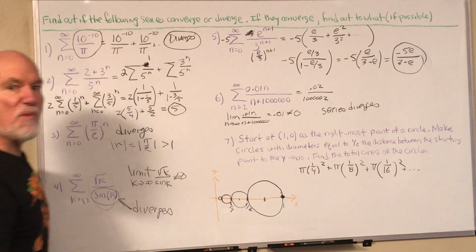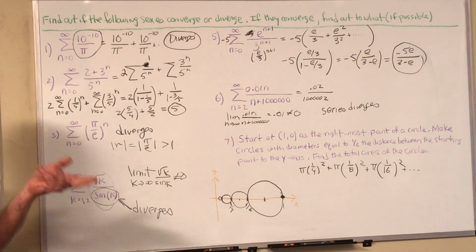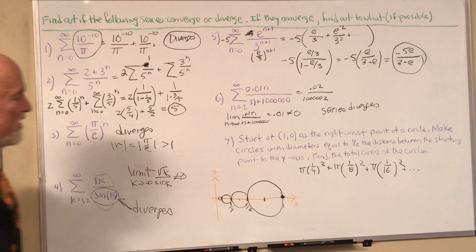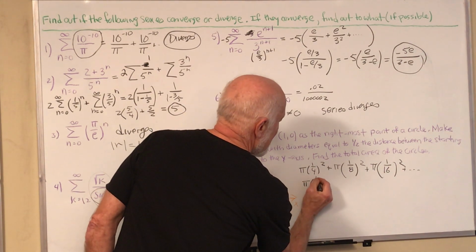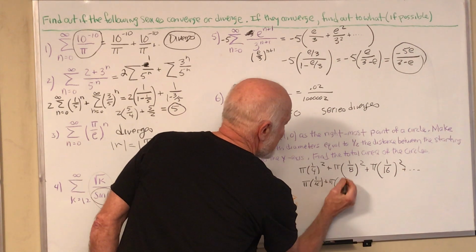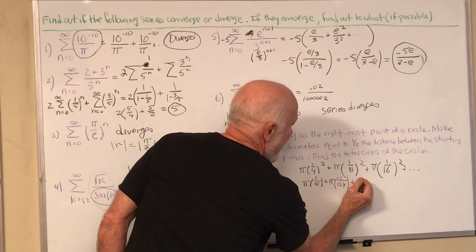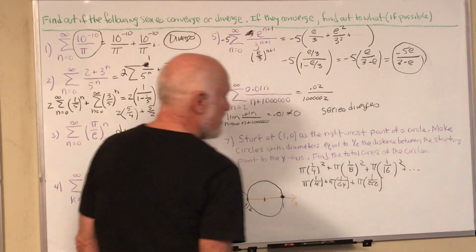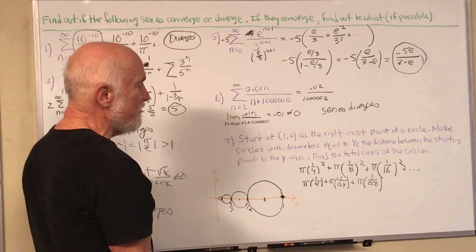But they keep getting smaller and smaller. So basically you're adding up an infinite number of circles. Well, that's like an infinite series. So what do these terms look like? Pi times 1/16 plus pi times 1/64 plus pi times 1/256. You can see to get from this term to this term, you multiply by 1/4.